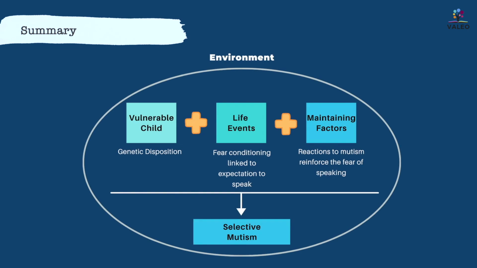And here's a bit of a quick summary of the factors that contribute towards the development of selective mutism. So you might have a vulnerable child, genetically disposed or environmentally disposed, and then you have life events. So sometimes there can be small or big events that are linked to developing a fear associated with the expectation to speak. And then you have the maintaining factors, so all the external things, the reactions to their mutism that reinforce the fear of speaking. And then that leads to selective mutism, and that occurs in a specific environment.